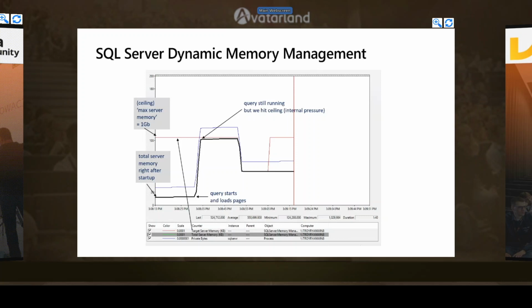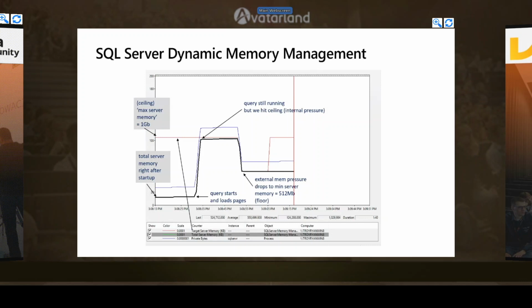We're right near it. That is called internal pressure. In other words, SQL Server is recognizing I can't go above the ceiling, so I've hit internal pressure. So what's going to happen? This query is still running and needs pages. What's going to happen is that the query will start taking pages that we've already loaded and we'll free those up and reuse them for other queries. So performance may not be all that great because we still need pages.